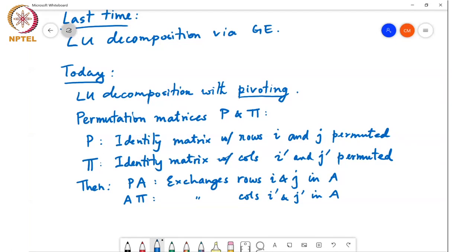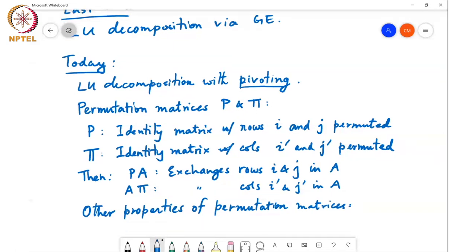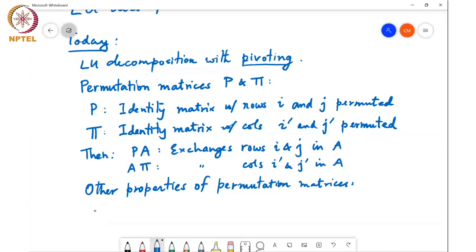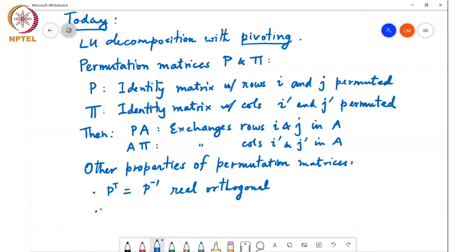Permutation matrices have many properties, including these, and I'll just say other properties of permutation matrices. So, for example, P transpose equals P inverse. Okay, so it's a real orthogonal matrix. And the product of permutation matrices is another permutation matrix.